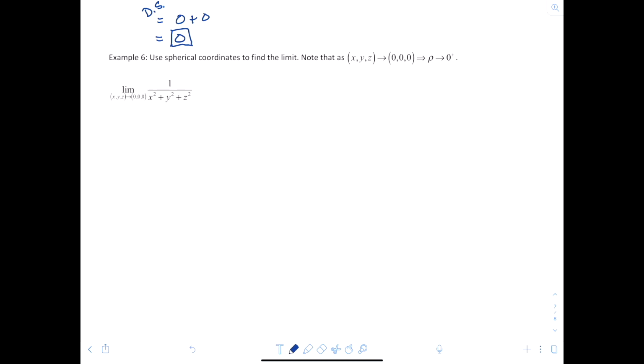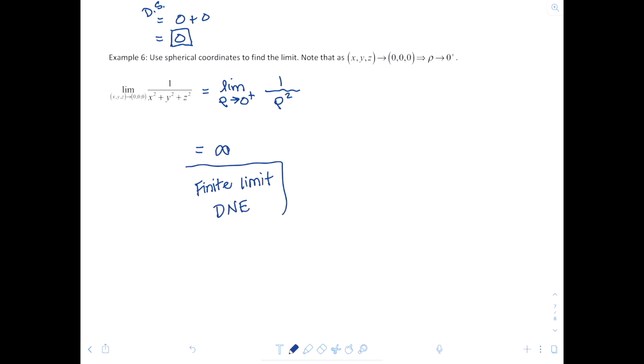Good. Remember that would end up just being the limit as rho approaches 0 from the right of 1 over rho squared, because that's what x squared plus y squared plus z squared is. And as we're approaching that from the right, where are we going to go? It would go to infinity, right? So the finite limit does not exist.